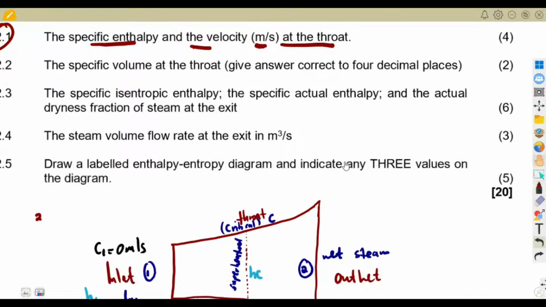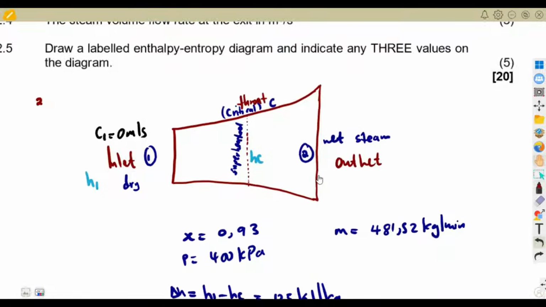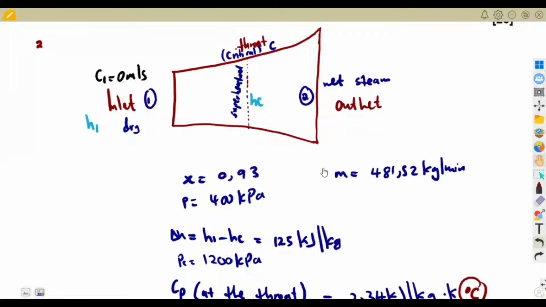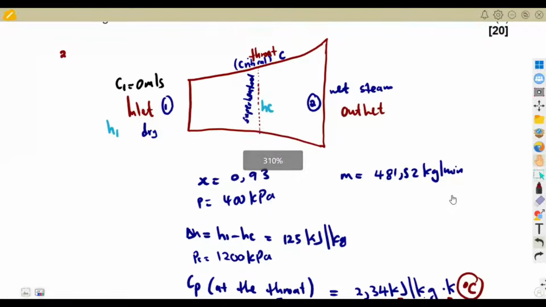Okay, let's start with the specific enthalpy. What is important, like I was saying, is that you have to understand that this is steam. It's different from when you're considering a gas. When you're dealing with steam, you have to be very careful. We have the dry steam, the superheated steam, and the wet steam. So the enthalpy that we need here is for the superheated steam.